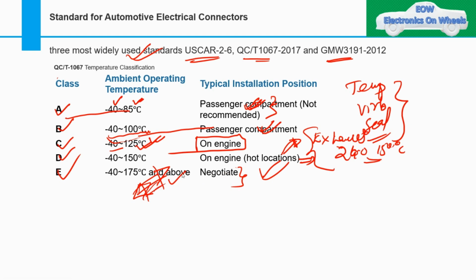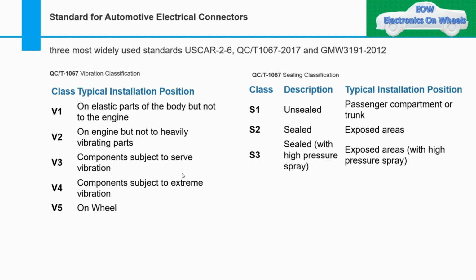I hope you understand that we have five classes A, B, C, D, E, and what the ambient operating temperature range is for all the classes. For A, minus 40 to 85, B, 100, then 125, 150, and 175. And what are the locations where you have to mount. Now moving to the position of this vibration.